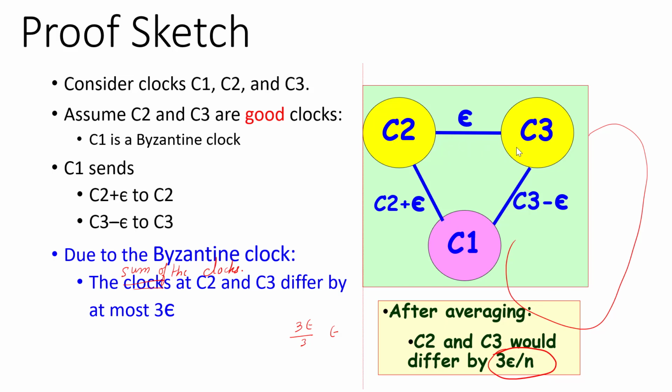that can be created between any two normal and good clocks because of one Byzantine node, because of the fact that it is lying. And how much can it lie by? Essentially, it is lying here by the maximum in the upward direction, C2 plus epsilon. Any slightly more than that, and C2 will reject the value. And here again, it is lying in the lower direction as C3 minus epsilon. Again, slightly lower, and C3 will reject the value.